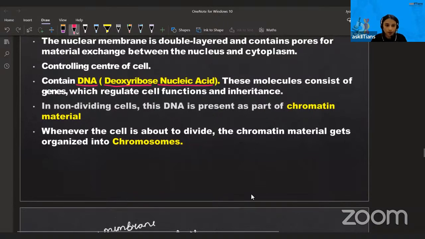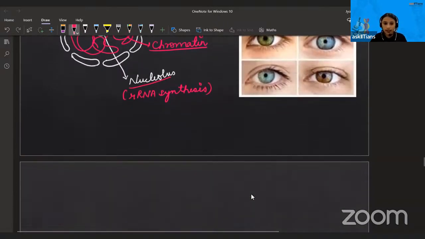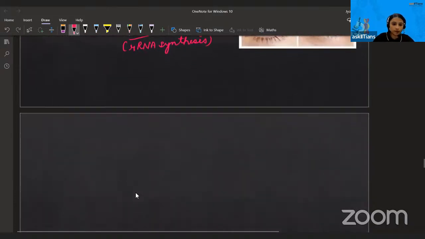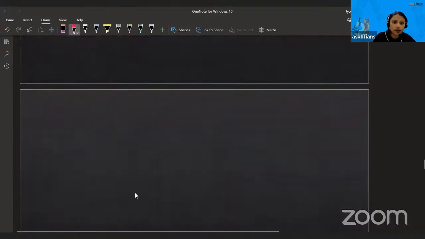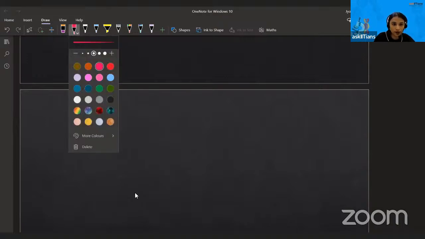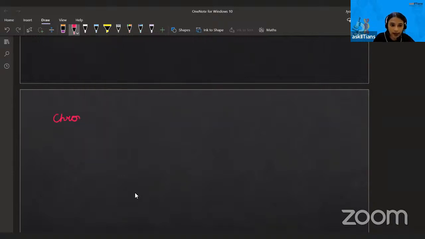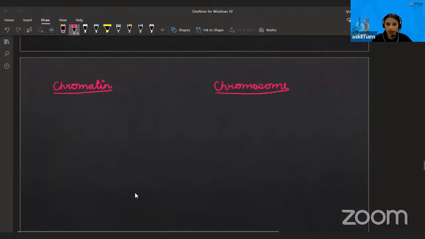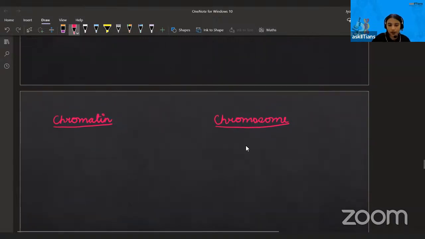Now you will observe that there are two terms, one is chromatin, another one is chromosome. We often confuse these two terms. So what is chromatin and chromosome? See, in a non-dividing cell you will observe, I'll just remove that.